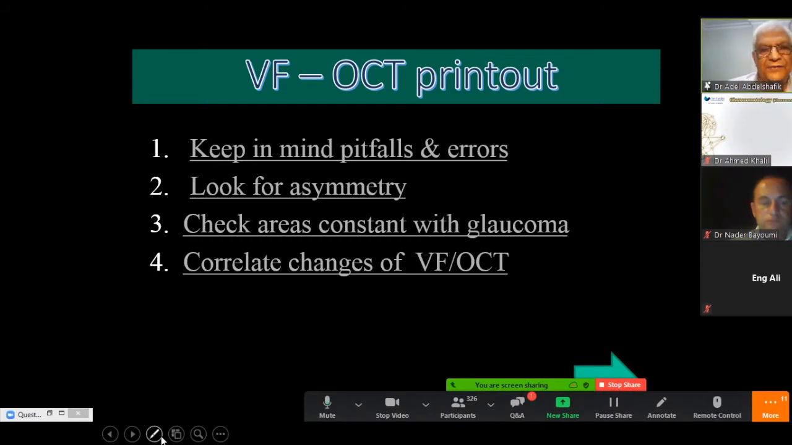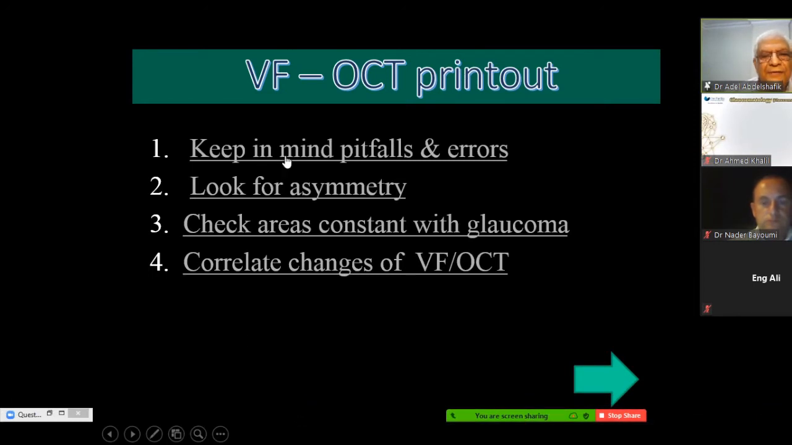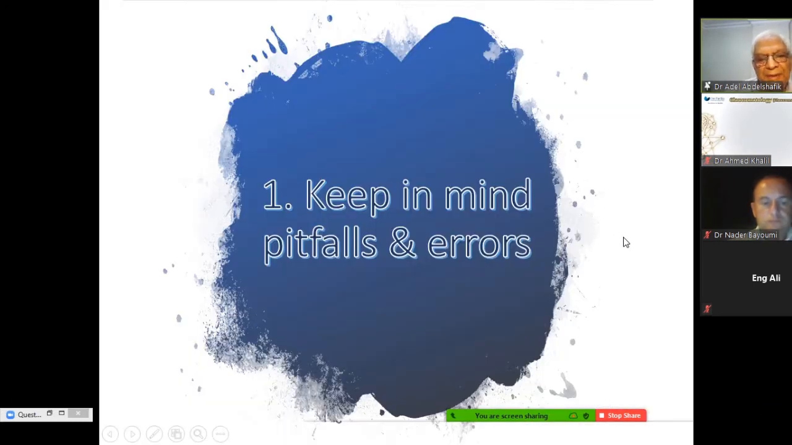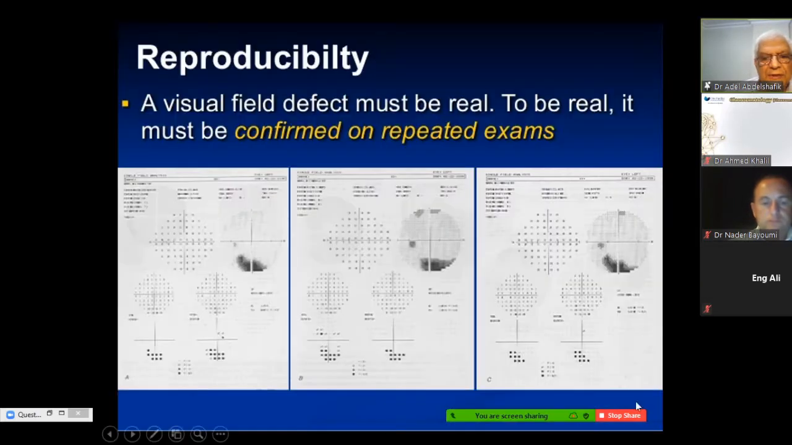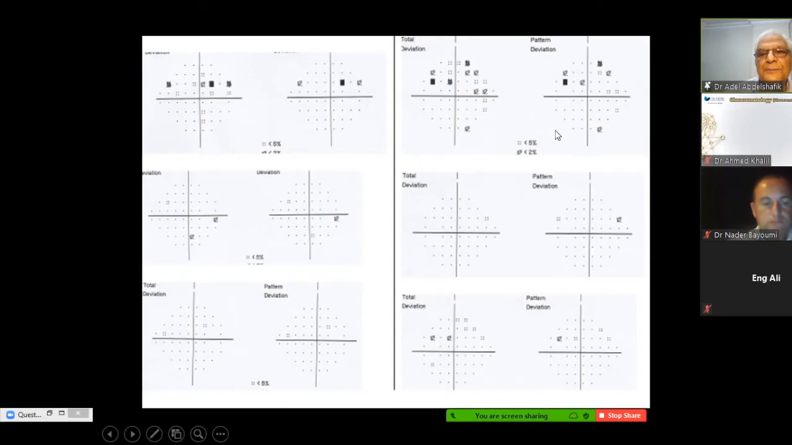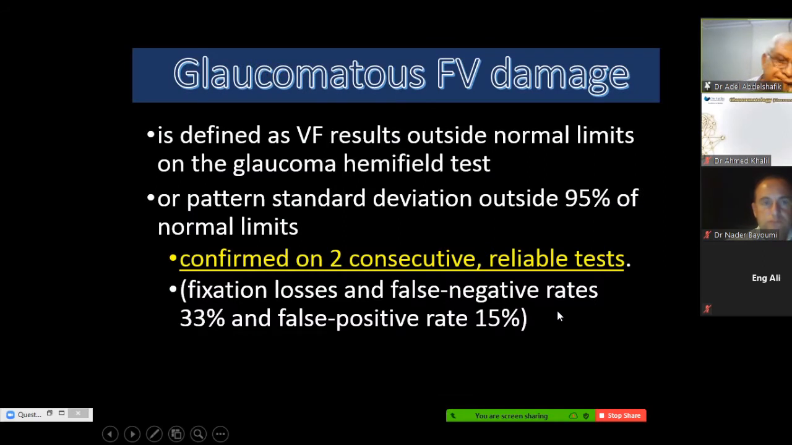Before checking the field of vision or OCT printout, keep in mind these points. First, keep in mind to be free of pitfalls and errors. For example, you need to have the same field changes repeated 2 times to make sure that it is real. In this example, this is the field with the repetition, everything disappeared, so it's not real. So you need to confirm changes on 2 reliable disc examinations. This is not only in the stage of early learning curve, but all over the disease, whatever the stage is.